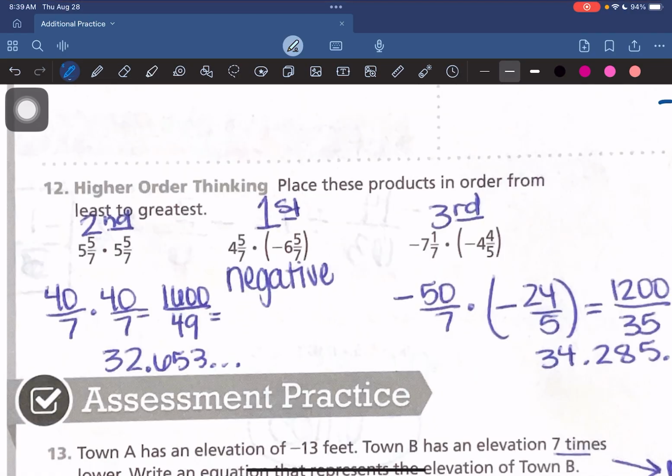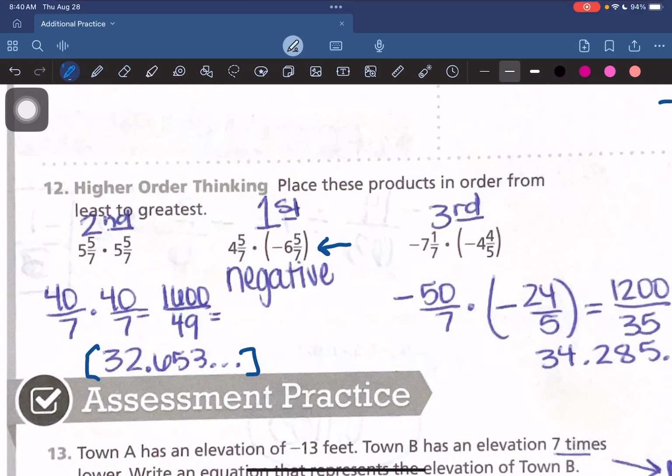Here we place the products in order from least to greatest, and we can do this by working the problems out. We can also look at what the totals would be. So this one right here is going to be in second place. After doing the C method or turning it into an improper fraction, you get 40 over 7 times 40 over 7, which equals 16,000 over 49. We just turn that into a decimal to quickly analyze what that number would be, and it's a positive number, of course. Here we have the only one that is going to result in a negative answer because it's a positive times a negative. So we didn't really have to do anything further.